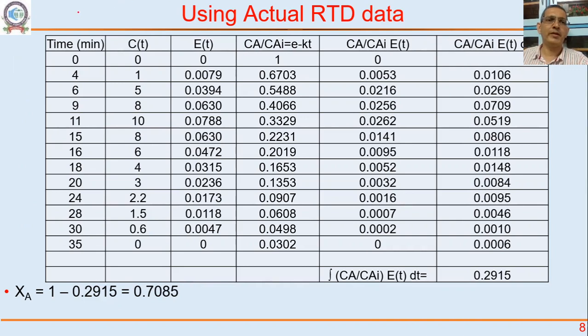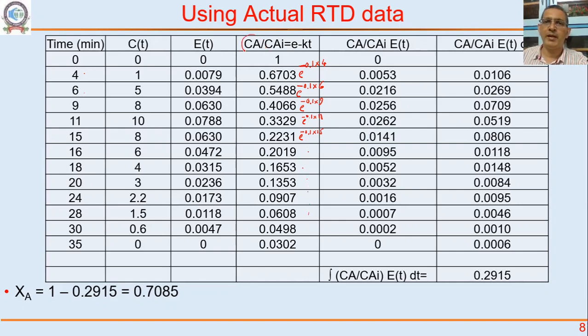Here's the solution. This is our t versus E(t), our actual experiment. What would be Ca by Cai? It would be e raised to minus kt. Means a packet which is spending 4 minutes in the reactor, Ca by Ca inlet would be e raised to minus 0.1 into 4. A group of fluid packets spending 6 minutes would be e raised to minus 0.1 multiplied by 6. This would be e raised to minus 0.1 multiplied by 9, then by 11, then by 15, and so on.